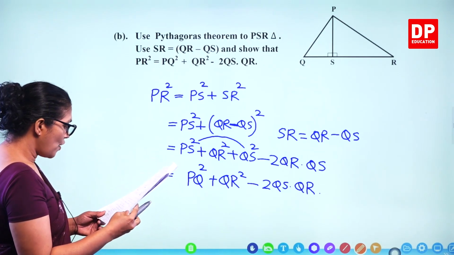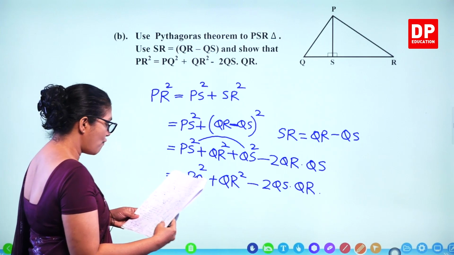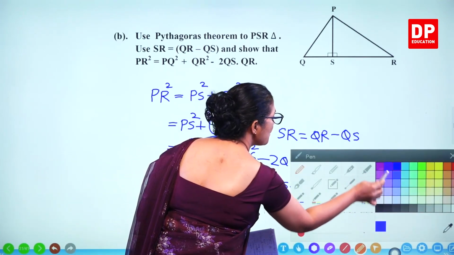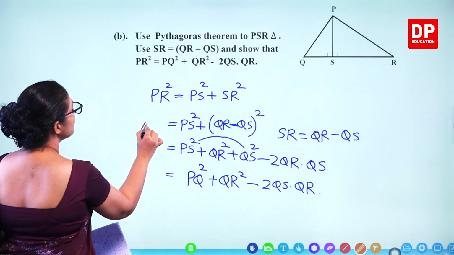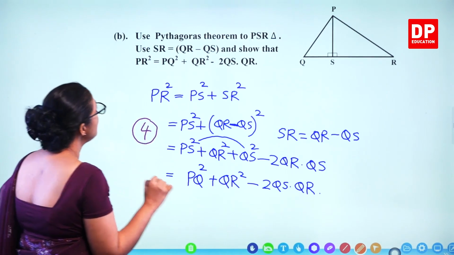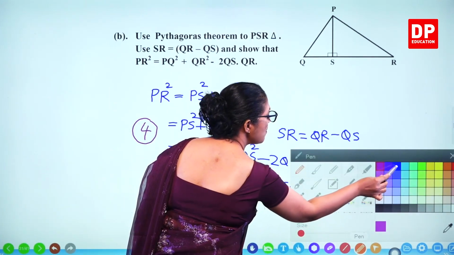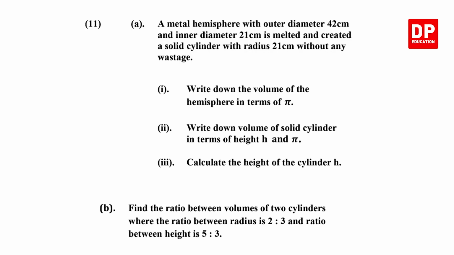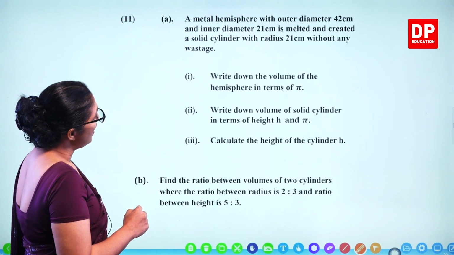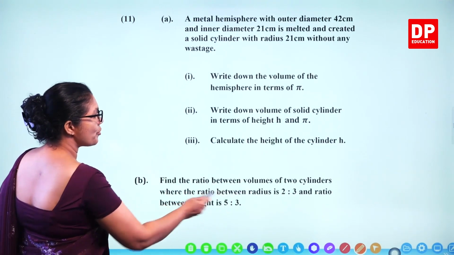So how many marks for that? You are getting 4 marks for this one. So earlier we gave 6 and this 4, 10 marks for that question. Let's take question number 11. It's about volume, and a ratio question is also there.